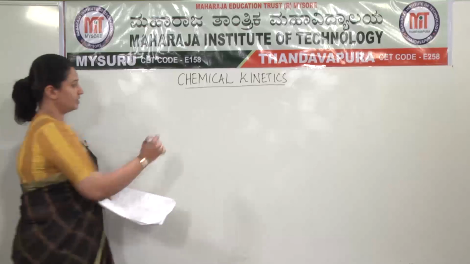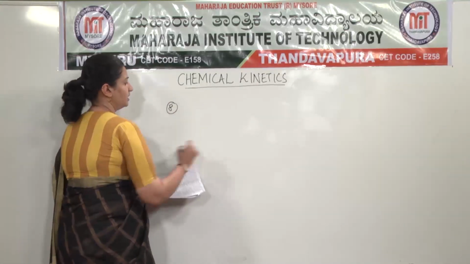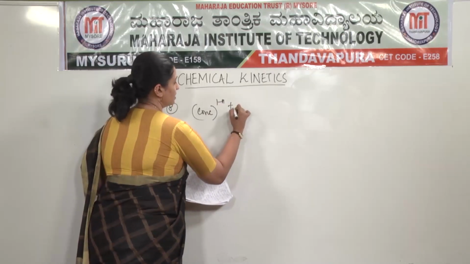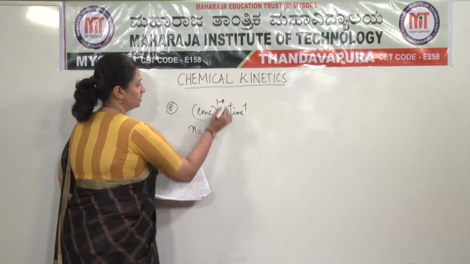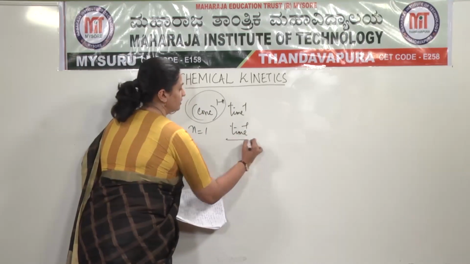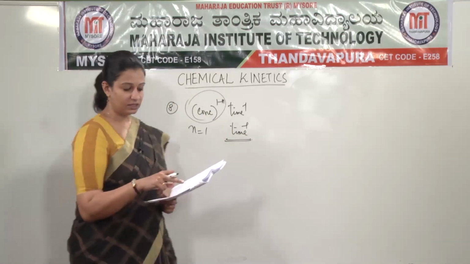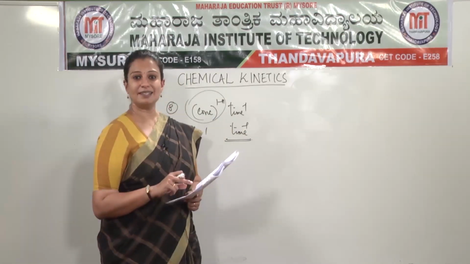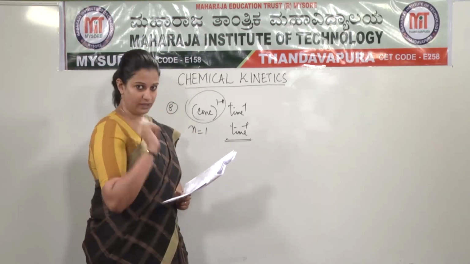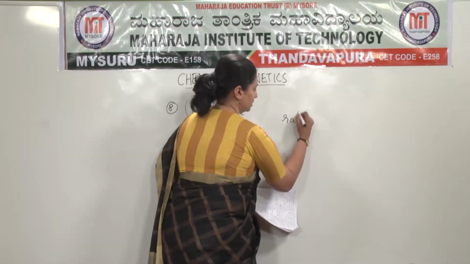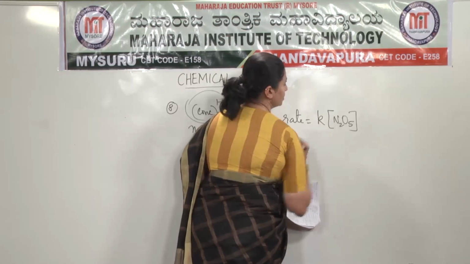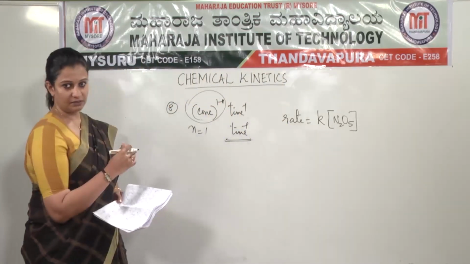How come? Because if you have concentration raised to 1 minus n time inverse, remember if n is equal to 1, this term will not be there and therefore K will have units of time inverse. So looking at that, here the unit of rate constant is given as second inverse. Therefore we understand that it is a first order reaction. Knowing that it is a first order reaction, rate is equal to K into concentration of the reactant, which is N2O5 raised to 1.